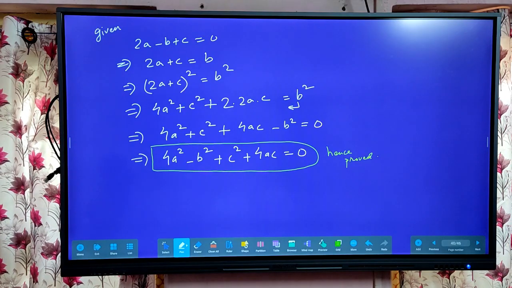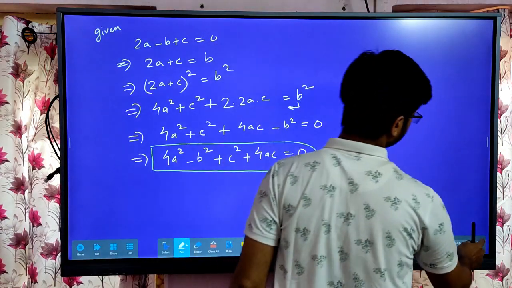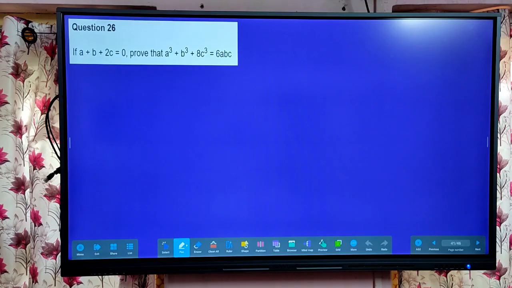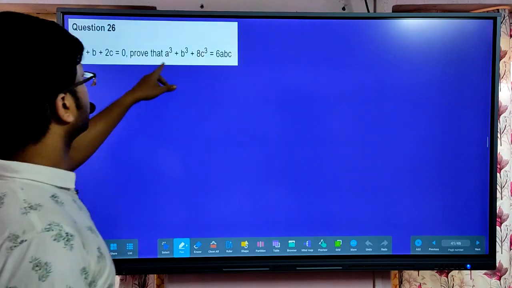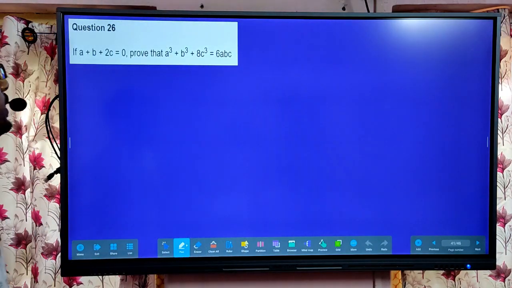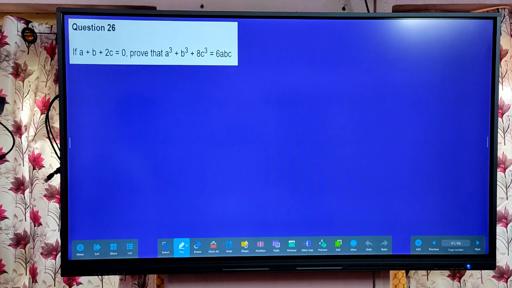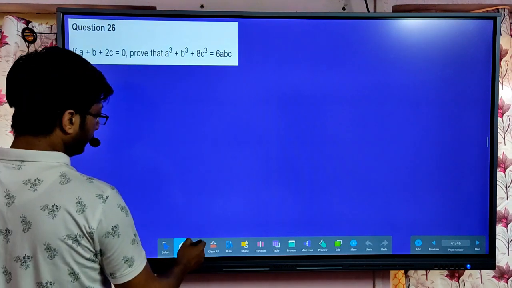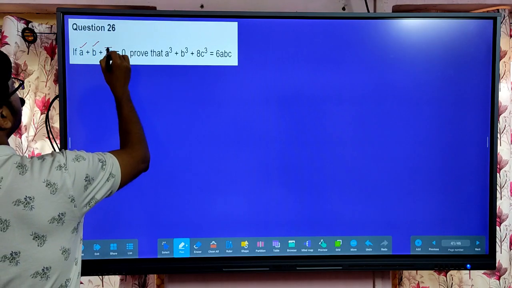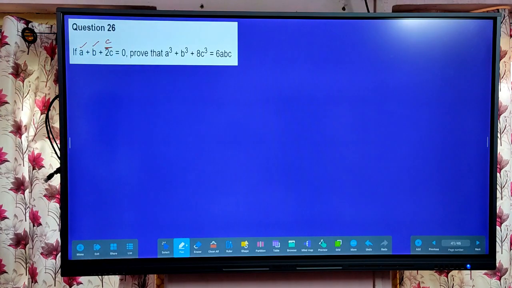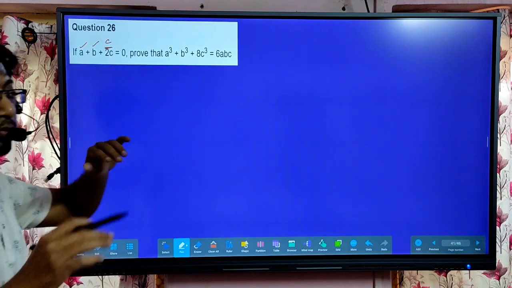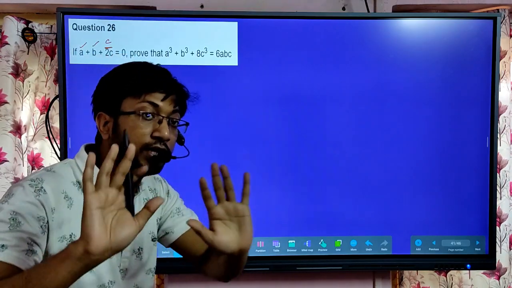Okay, so let us move on to the next question. If a plus 2b, a plus b plus 2c equal to 0, then a cube plus b cube plus 8c cube will be equal to 6abc. You have to prove that. Now you see, if my a is okay, my b is okay, and my new c is this one, I am considering 2c as my new c.